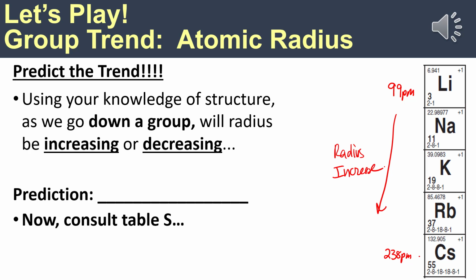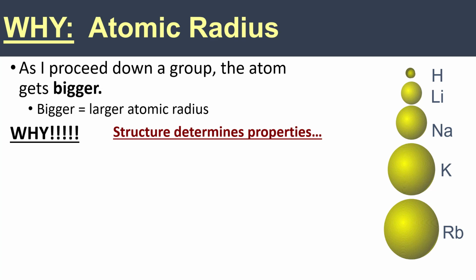Now, let's talk about why. Understanding why radius increases as we go down group 1 is pretty simple, and it all comes back to the fact that the structure of an atom determines its properties. And in this case, we're talking about the property of atomic radius.